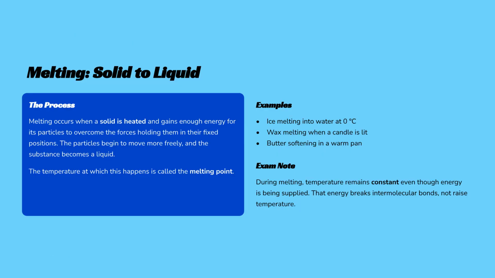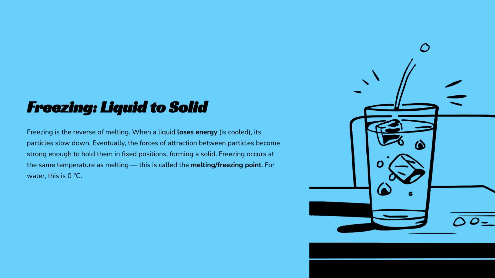Melting occurs when a solid is heated and gains energy to overcome its fixed arrangement. Crucially, the temperature remains constant during melting, as energy breaks bonds instead of raising temperature. Freezing is the reverse process. As a liquid loses energy, its particles slow down and form a fixed solid structure at the substance's melting or freezing point.